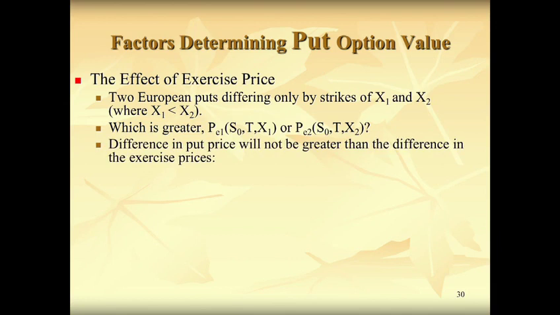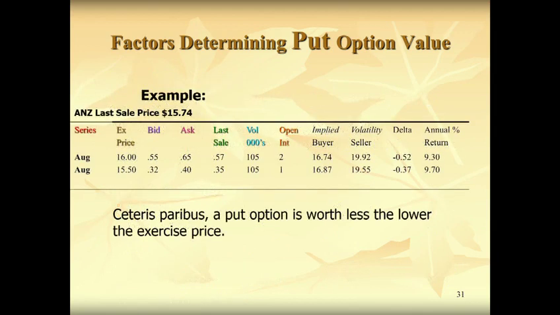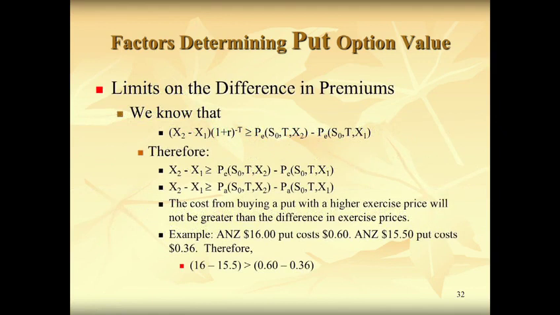So again, with calls, the difference in the strike price will be greater than the difference in the option price. And if that were not the case, you would again have an arbitrage opportunity, as what we saw in a call. So you find here, same expiration date, different strike. A higher strike is worth more than a lower strike. What is the difference between the strike price? 50 cents. Difference between the option price? Less than 50 cents. Okay? So the cost of buying a put with a higher strike price will not be greater than the difference in exercise prices, because of no arbitrage, as we saw in the example for call.